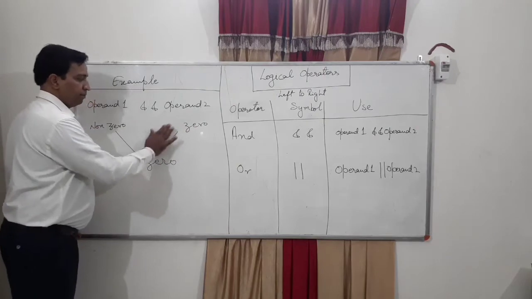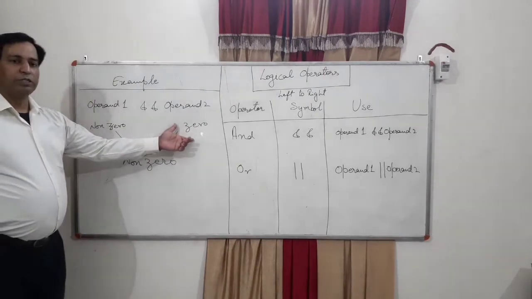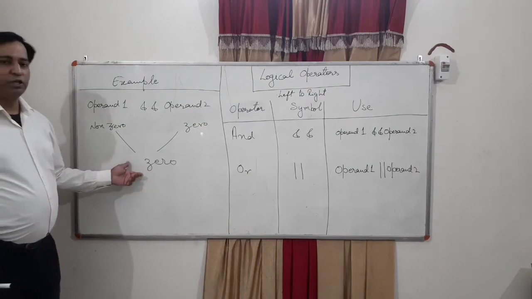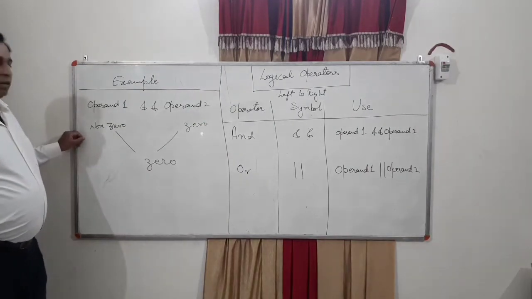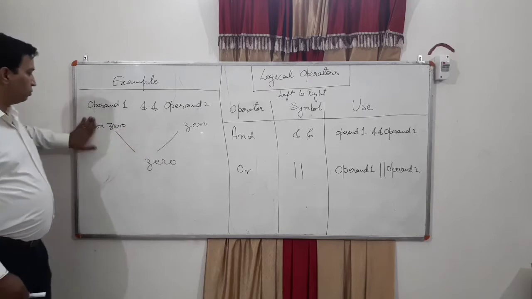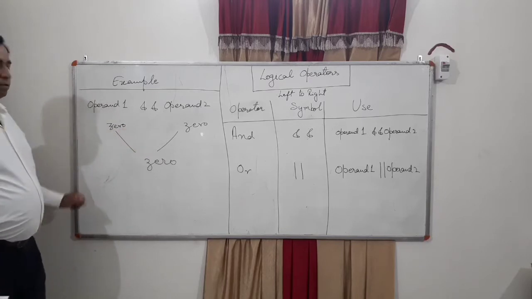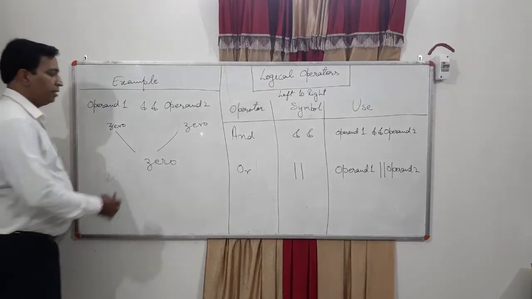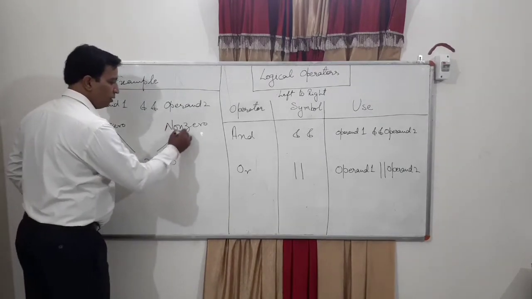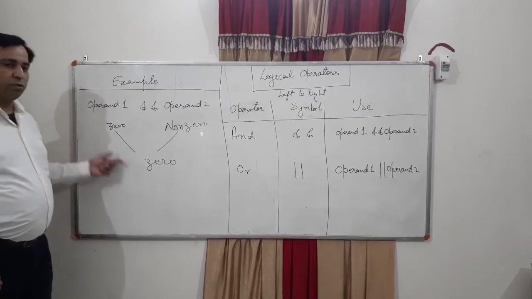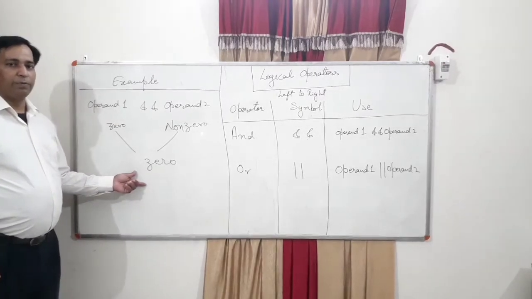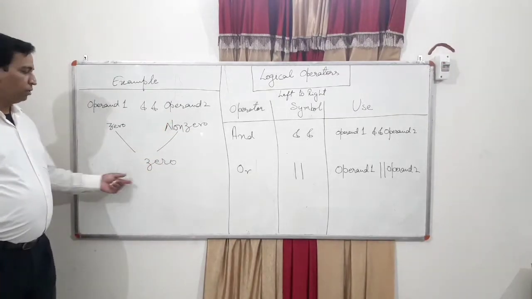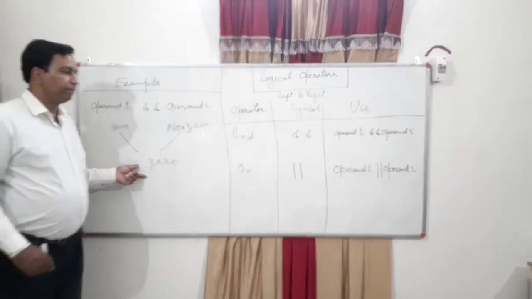Suppose your operand 2 is 0, then it will return you 0 value. If both the operands are 0, then also it will return you 0 value. If any one operand is 0, operand 1 or operand 2, it will return you 0 value.